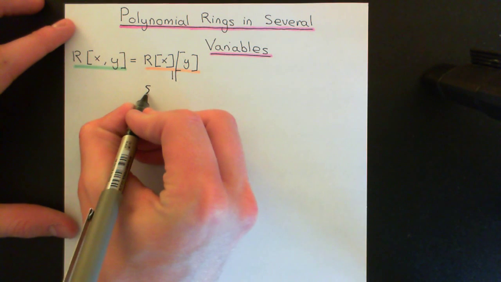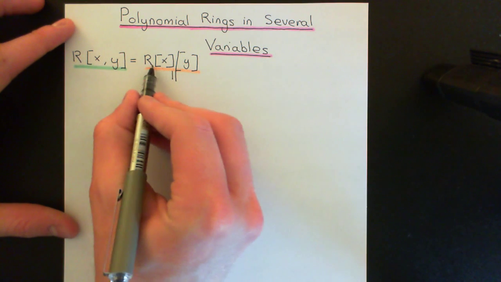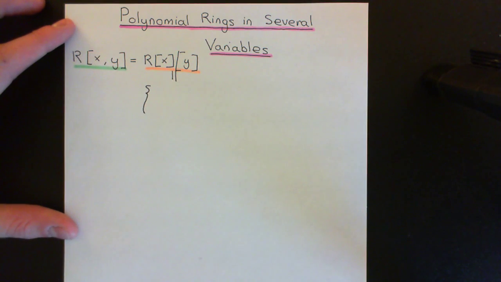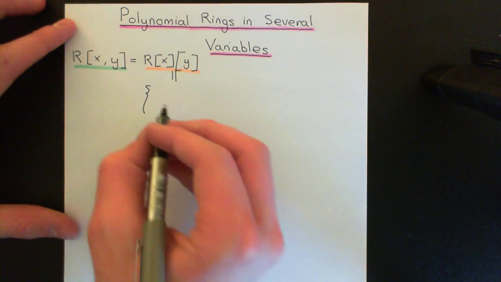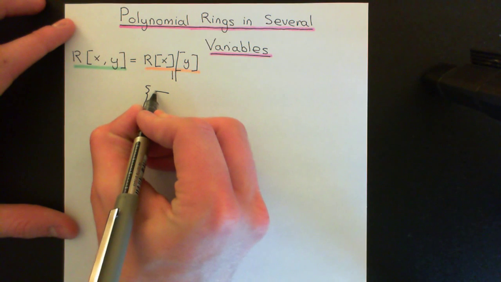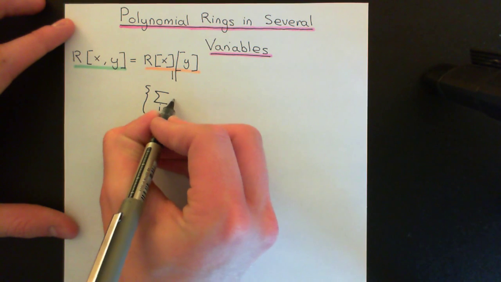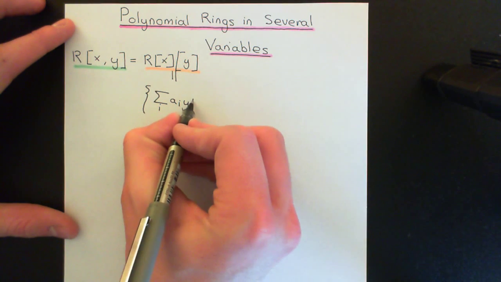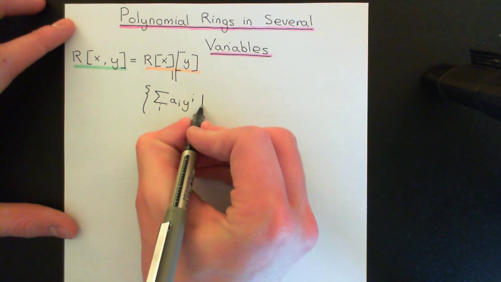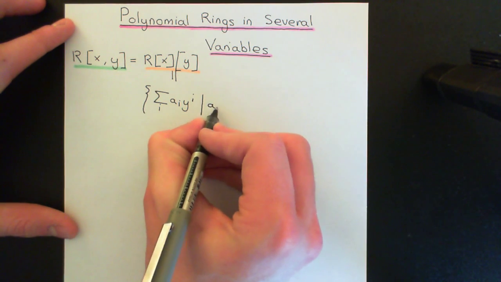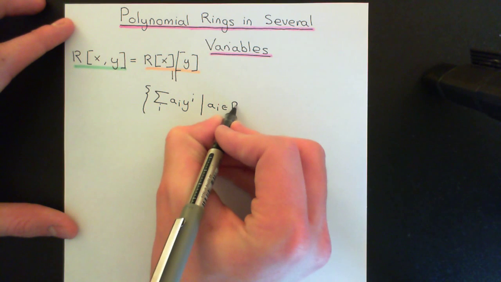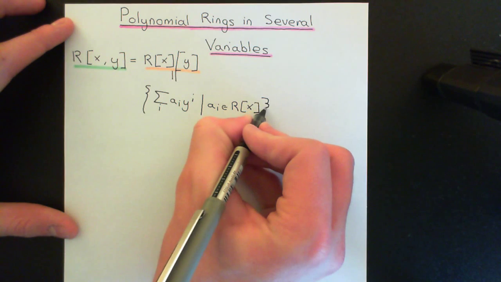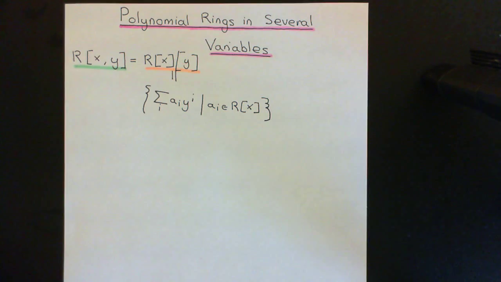So this is going to be the set containing all polynomials where the coefficients are now going to be in the ring of polynomials in the indeterminate x over the coefficient ring capital R. So it's going to look like this. It will be the sum over i of a_i, and now the indeterminate we're using here is y, so I'll have y to the i here. And these a_i will now be elements of the ring of polynomials in the indeterminate x over the coefficient ring capital R. So these are polynomials themselves.